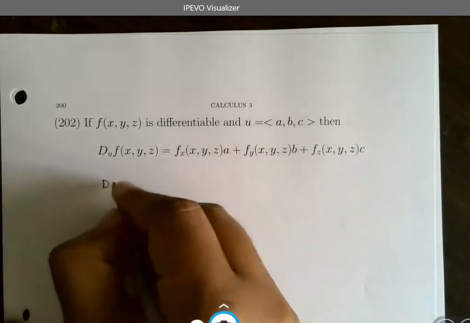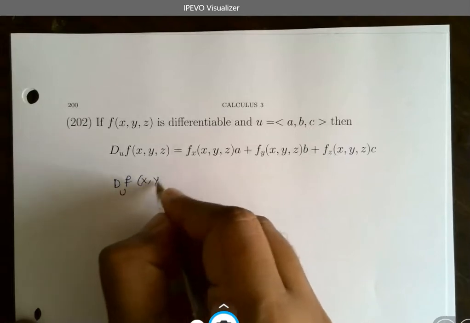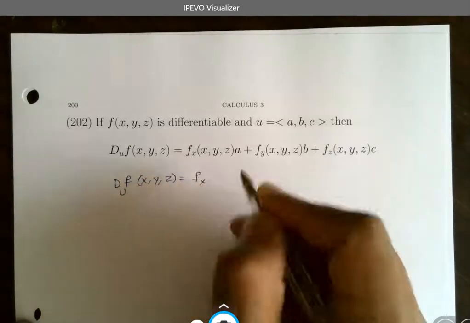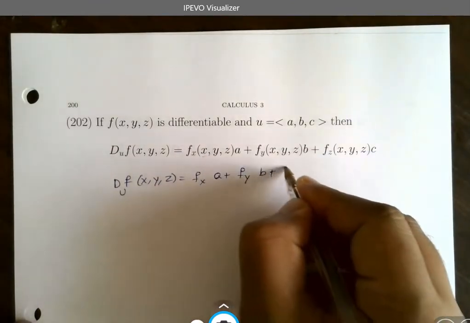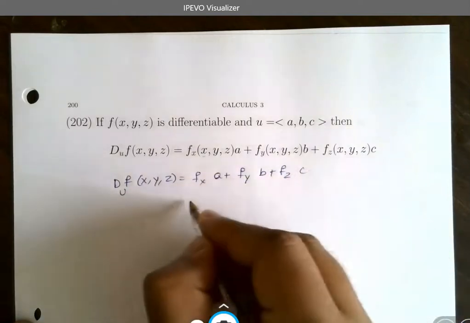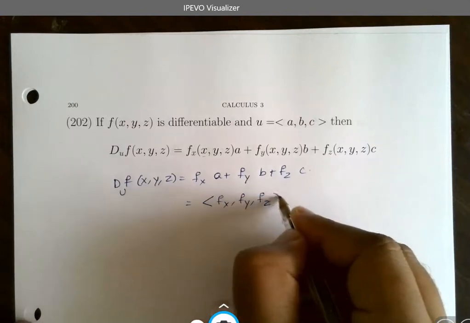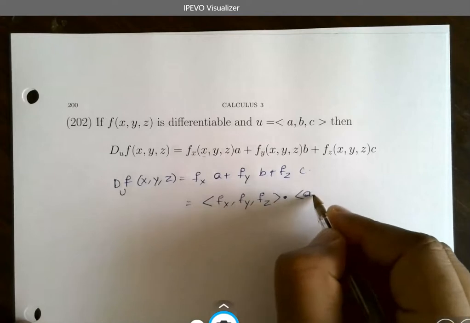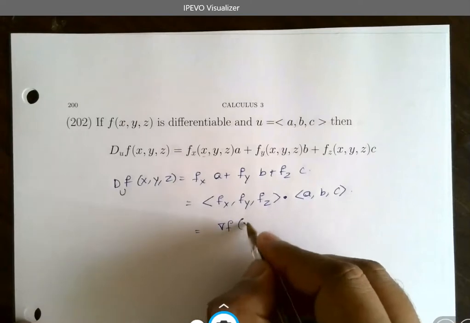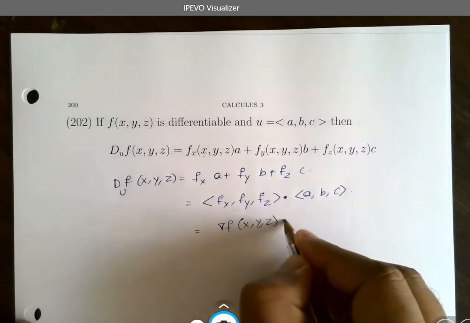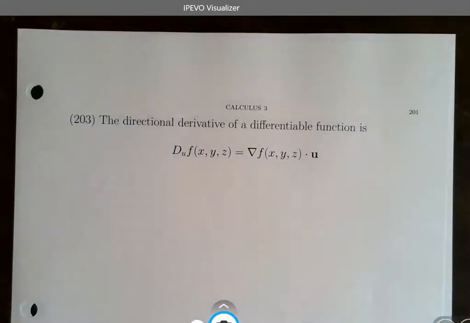The directional derivative of f with respect to u at (x, y, z) is going to be fx a plus fy b, then you get fz c. So that means you write this as (fx, fy, fz) dot product with (a, b, c). This is going to be the gradient of the function f at (x, y, z), and this is going to be u. So again, the same thing. It's really not a big deal.